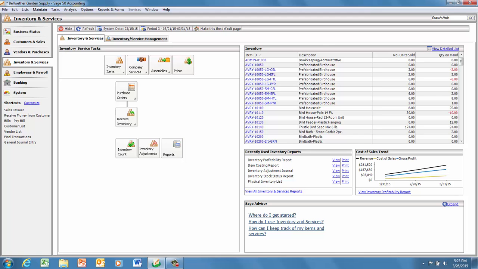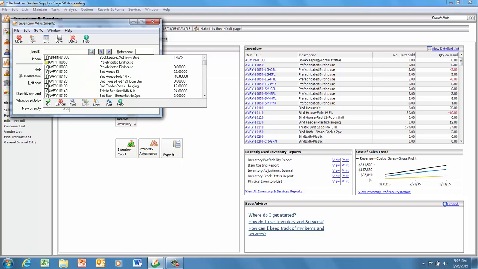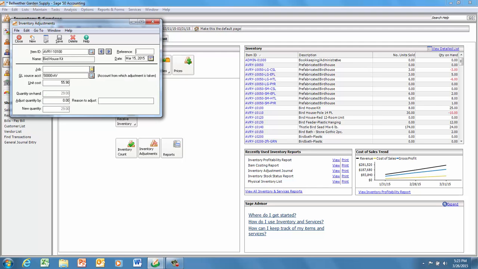Now let's take a look at the inventory adjustments button. Here's where we're going to bring up a particular inventory, and here's a birdhouse kit. We'll bring this up, and the unit cost of that is $55.90. It's telling us in gray, I can't change that, that we have 29 of these on hand.